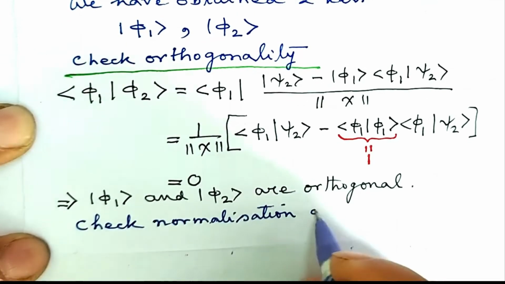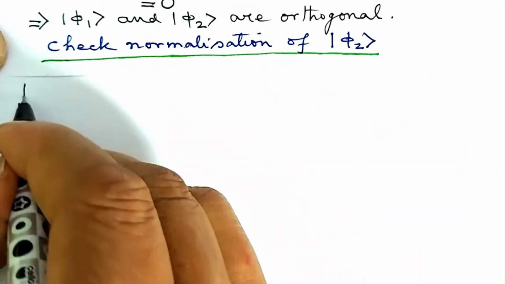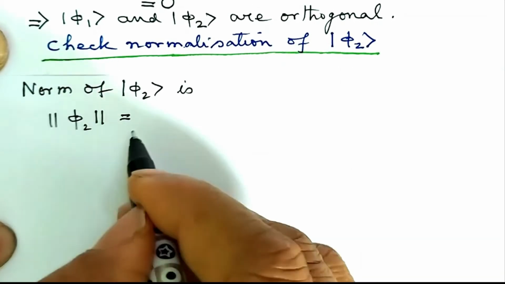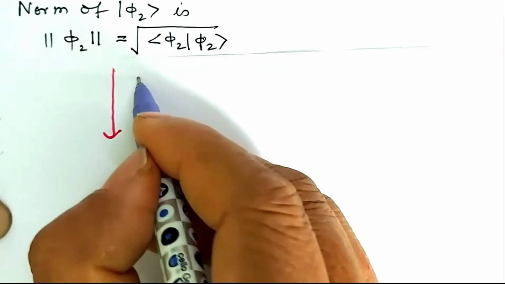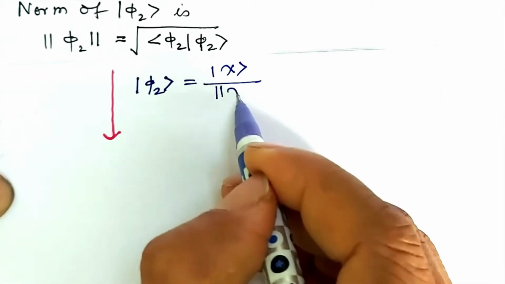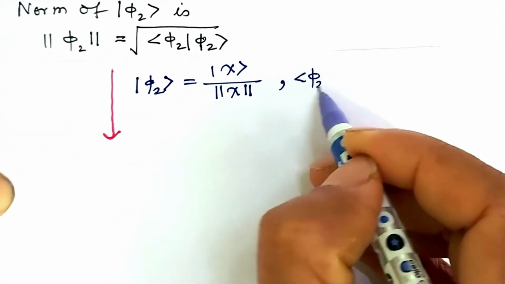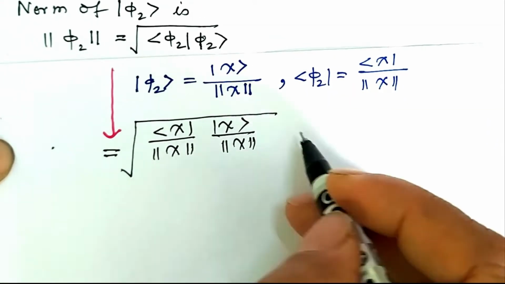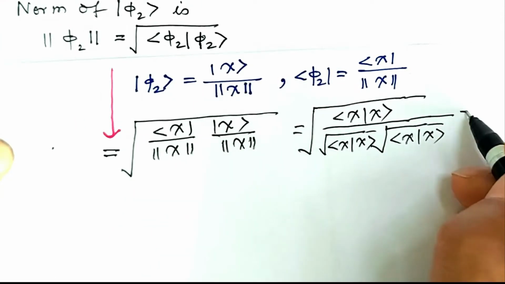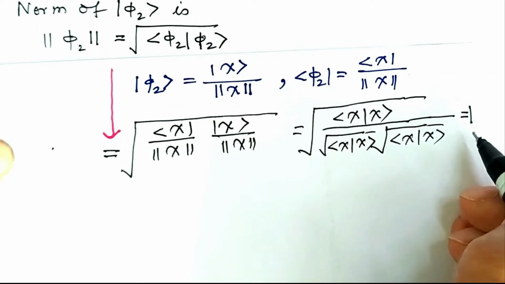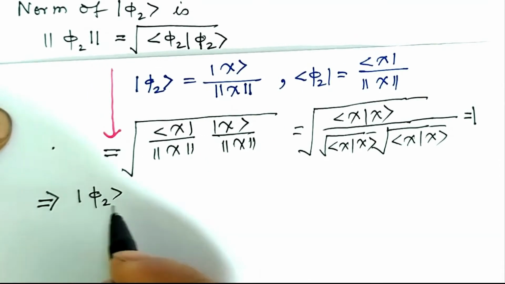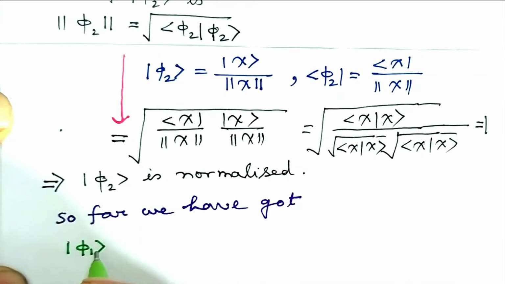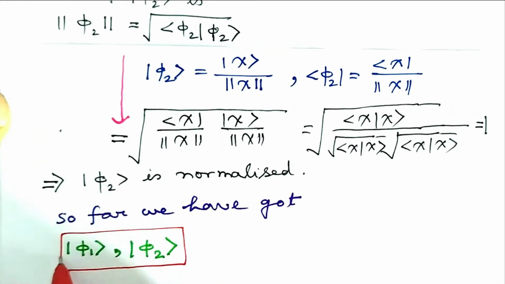Check normalization of ket phi 2. Let us find the norm of ket phi 2. Ket phi 2 is, and bra phi 2 is, hence the norm of ket phi 2 is 1. So ket phi 2 is normalized. So far we have got two kets, ket phi 1 and ket phi 2, which are orthonormalized.